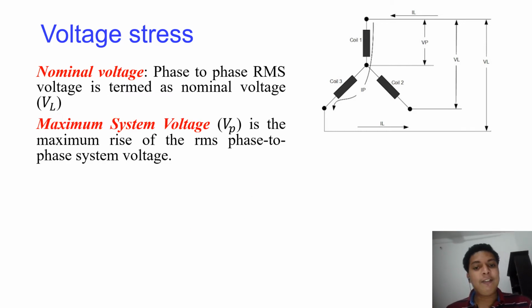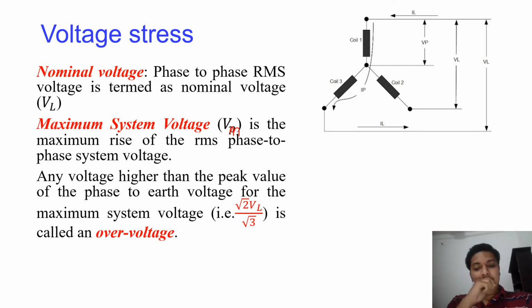Then let us see, if that is the nominal voltage, what is the maximum system voltage? Maximum system voltage is the maximum rise of the RMS phase to phase voltage. This is not Vp, sorry, this is Vm. Inside a system, if you have this VL, then root 2 times VL will be the maximum system voltage.